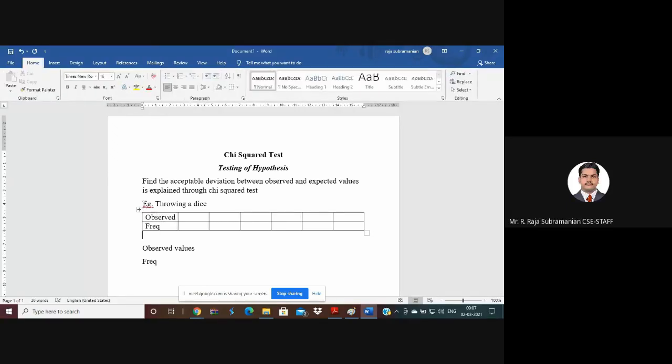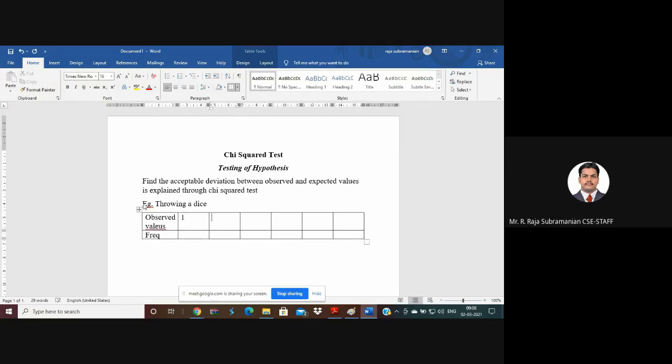1 by 6 of the total time, it should be the same. So the probability of getting 2 is also 1 by 6, and getting 6 is also 1 by 6. Now let us see some observed values for 1, 2, 3, 4, 5, and 6. Let us take random values. Assume that 1 appeared 25 times, 2 appeared 29 times, 3 appeared 19 times, 4 appeared 33 times, 5 appeared 32 times, and 6 appeared 27 times. So let us have this. Now using this, we can do a variation.